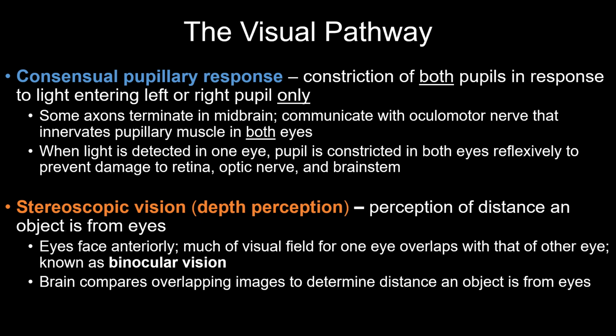Because our eyes face anteriorly, so much of the visual field for one eye overlaps with that of the other eye, and that gives us binocular vision, right? Well, each eye sees many of the same objects, but from a different viewpoint, and the brain is able to compare these images and use the differences to create stereoscopic vision, producing our depth perception, the distance of an object from an eye. And the loss of vision in one eye will typically destroy the ability to compare images, and so depth perception or stereoscopic vision is lost.